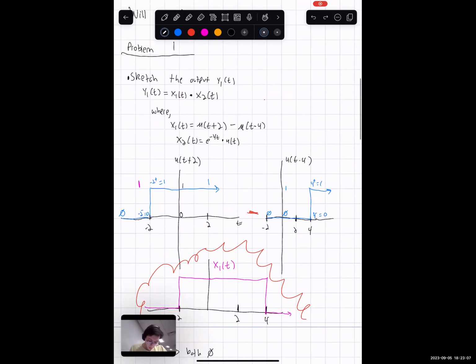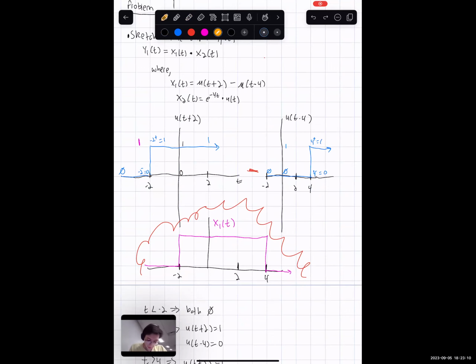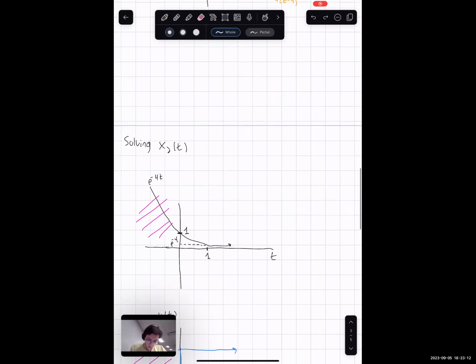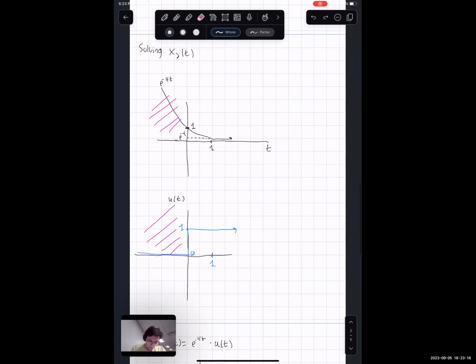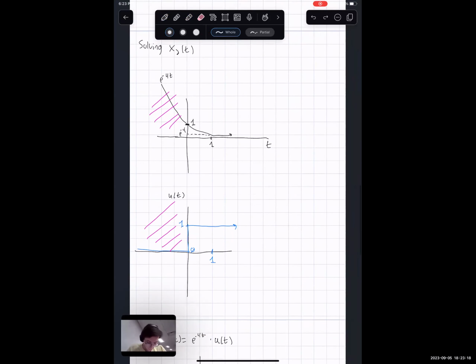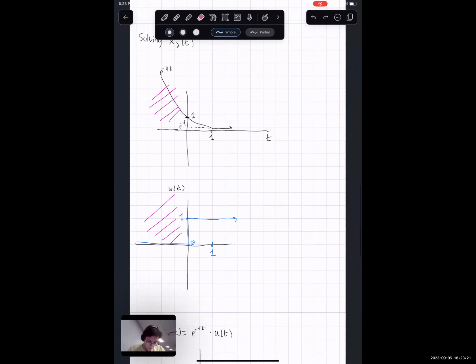Then we got our x1 of t, and then we moved on to x2 of t, and we saw that by just plotting e to the minus 4t and the step function u of t, everything before 0 was 0, because with the step function there's no shifting and no amplitude scaling. Everything before 0 is going to be 0, everything after 0 is going to be 1. So basically, everything before 0 you can ignore, and everything after 0 is going to be the exact same as the original function because you're multiplying it, right?